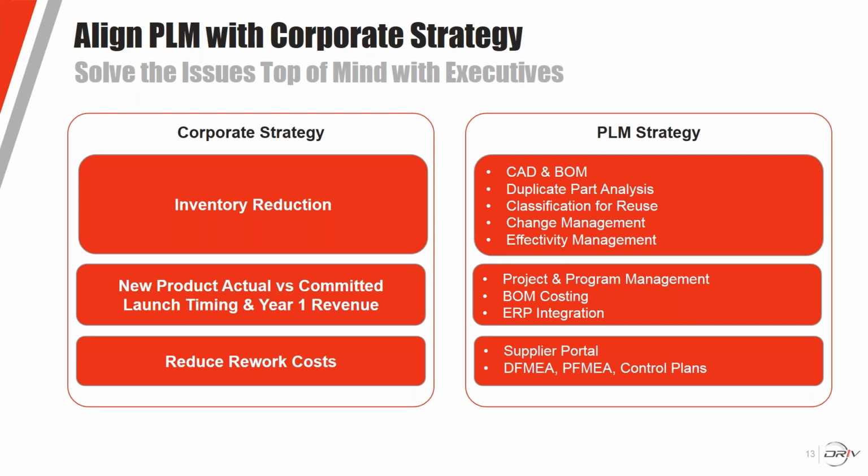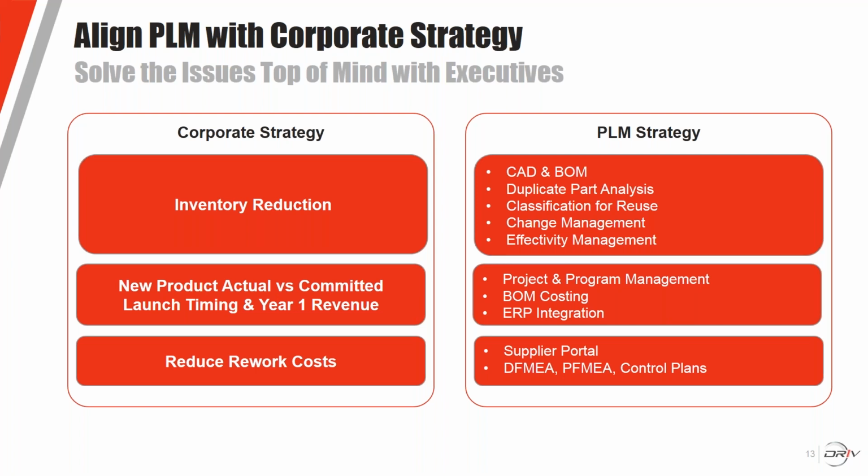Now, in my company, I can tell you that the three on the left are truly pieces of the strategy that are going to happen. These are the things that our CEO has said. We're going to reduce our inventory. We're going to document and be able to compare what our planned revenue versus actual revenue is after we've launched products. And of course, we need to reduce rework costs. These are real things that affect real people.